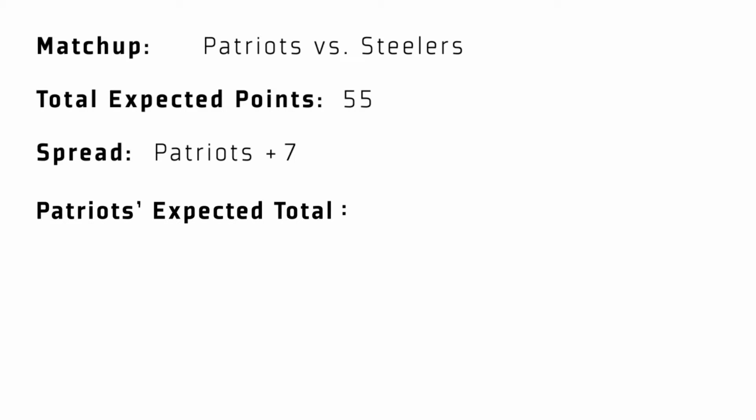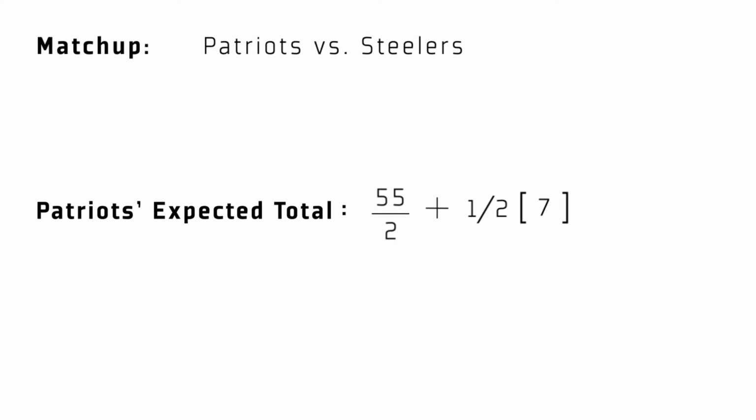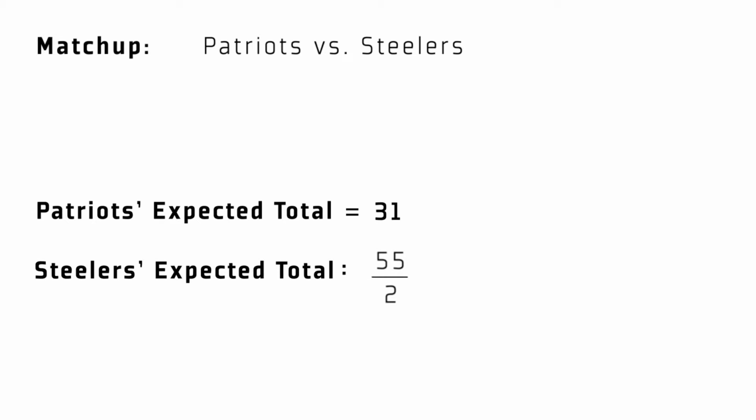The Patriots' expected total is going to be the total divided by 2 plus half the spread. So in this example, it's going to be 55 divided by 2 plus 3.5, and that's going to lead to 31 expected points for the Patriots and Tom Brady. Likewise for the Steelers, we're going to do 55 divided by 2 minus 3.5, and that's going to lead to 24 points. So we know that there's going to be a lot of fantasy points in this game, because a total of 55 points is well above the average total in an NFL game.